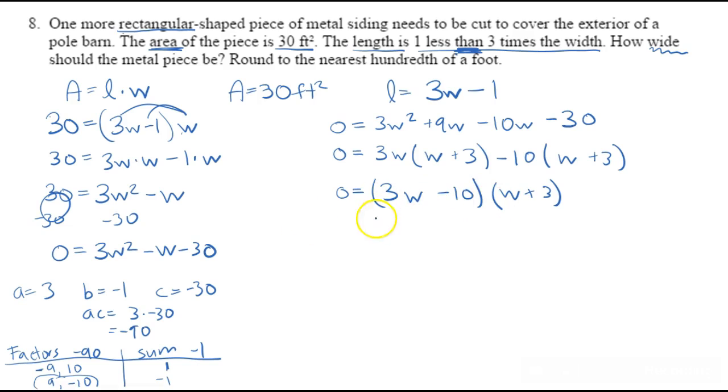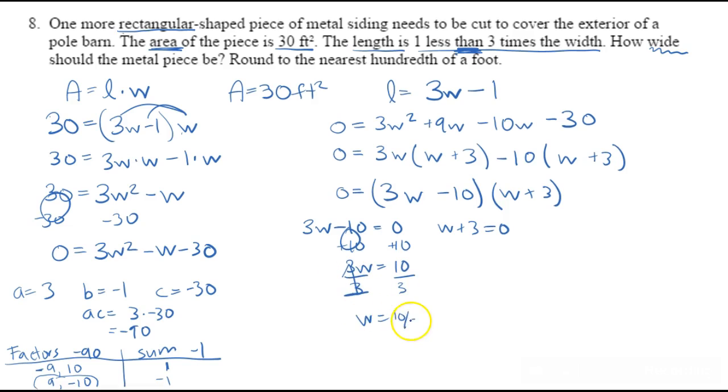Since we know that one of those has to equal 0, let's set both of them equal to 0 and see. Using inverse operations, we can add 10 to both sides. We get 3w is equal to 10. Divide by 3 to get w is equal to 10/3. Inverse operation here, minus 3. We get w is equal to negative 3. Let's look back at the problem to see which one would make the most sense. We're looking for the width of a rectangular sheet. We're probably not going to have a negative width here. So we're looking for a width of 10/3.